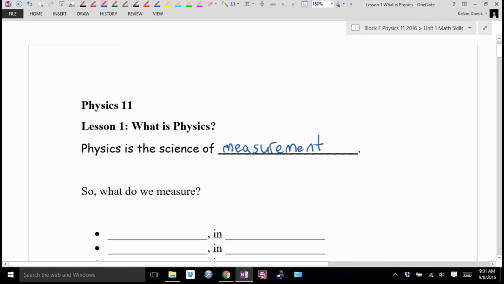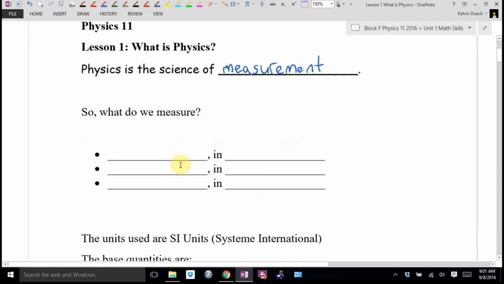But it also leads to an obvious question. Okay, if physics is the science of measurement, what do we measure? What do we measure? This year, there's the big 3. We're going to be measuring length. Does anybody know what are the fundamental SI standard units for length?